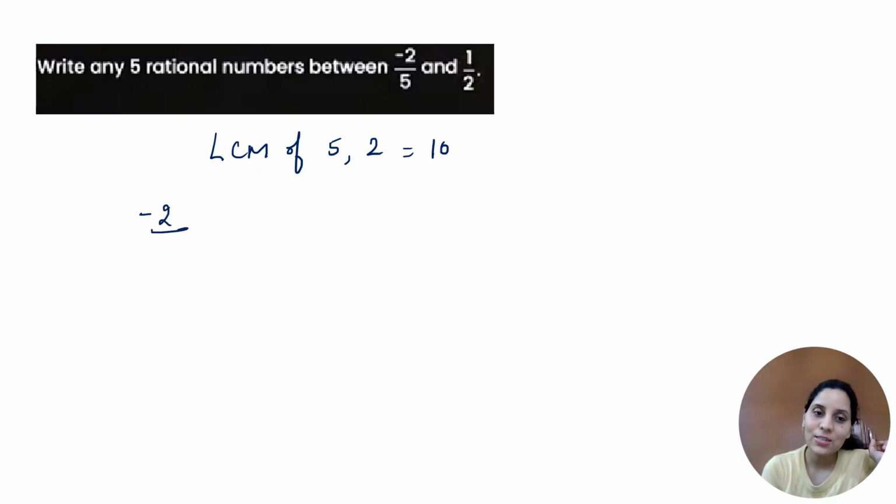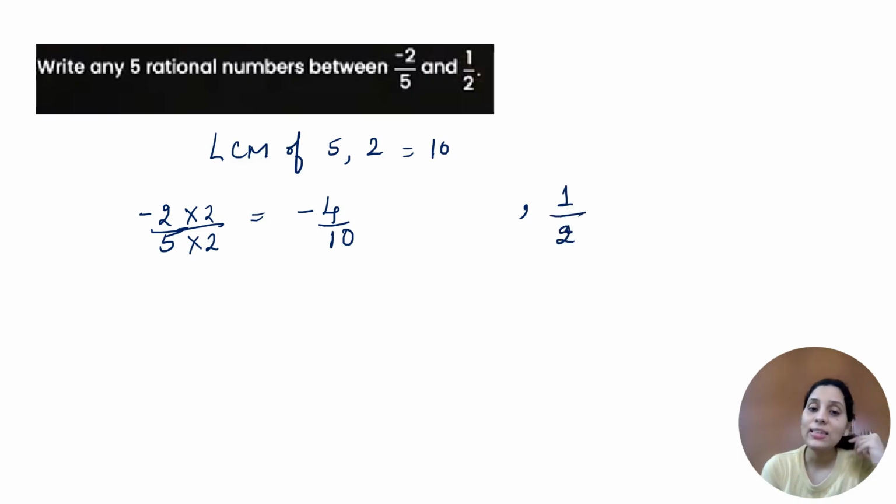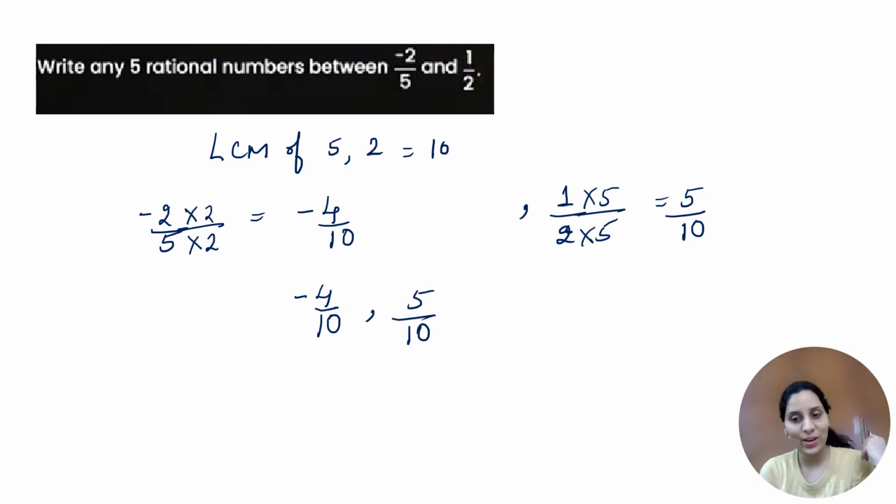So first is minus 2 by 5. So I can multiply into 2 both. So minus 4 by 10. Similarly, 1 by 2, to make it 10 in the new denominator, I can multiply it with 5. So I get 5 by 10. So basically my two rational numbers are minus 4 by 10 and plus 5 by 10.